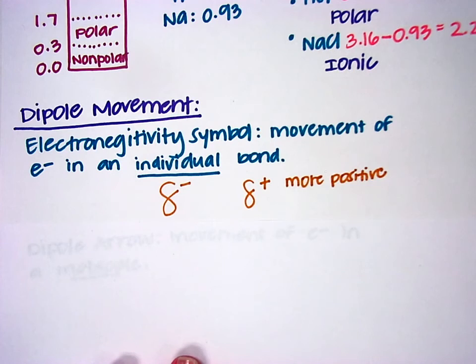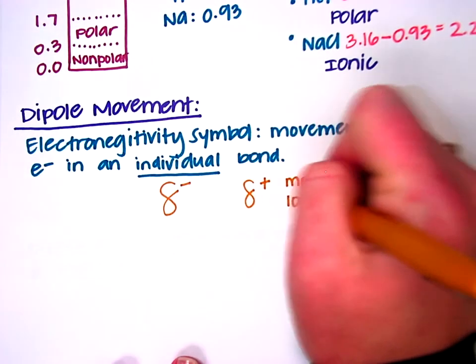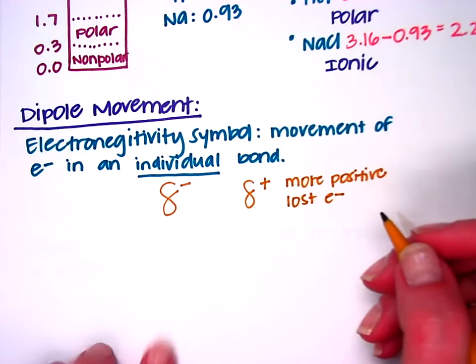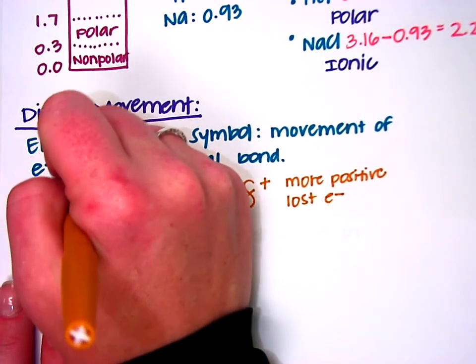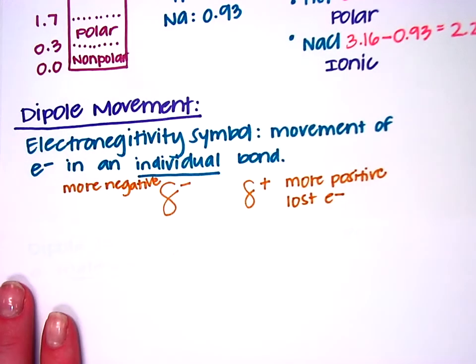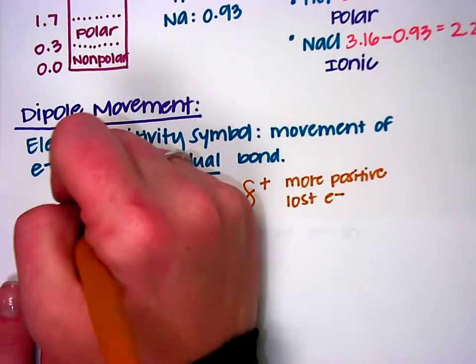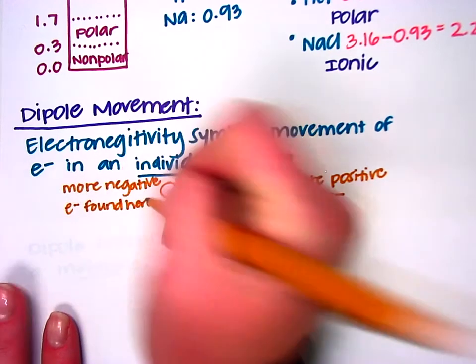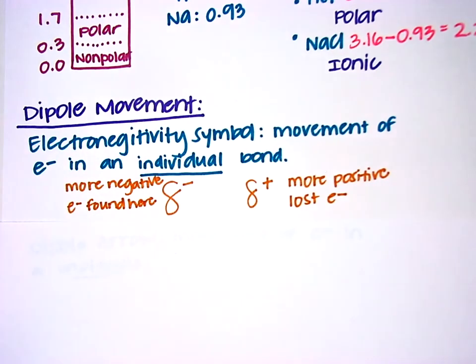If it is more positive, that means we have lost electrons, or electrons aren't hanging out on that side. If it's more negative, that means that this is where our electrons want to hang out. Electrons found here. So that means that's where most of our electrons are going to try and stay, and that will be the more negative side of our polar bond.